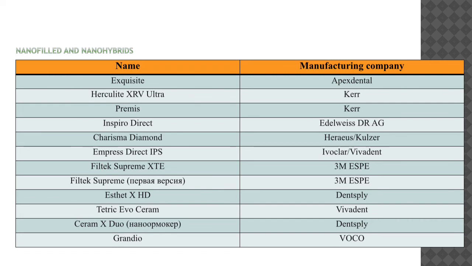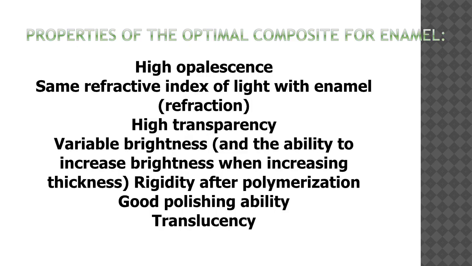On this slide, you can see the names and manufacturing companies which make nanofill and nanohybrid composites. The properties of the optimal composite for enamel are high opalescence, the same refractive index of light as enamel, high transparency, variable brightness, the ability to increase brightness when increasing thickness, rigidity after polymerization, good polishing ability, and translucency.